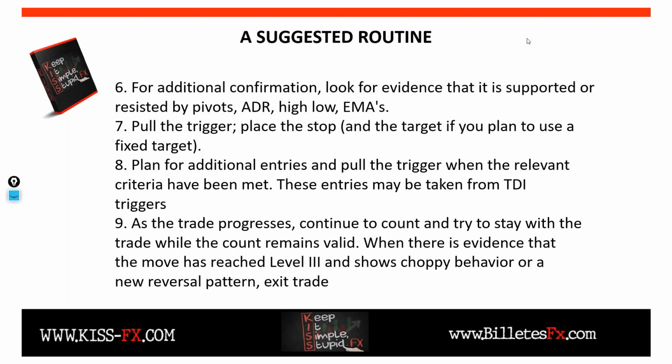As the trade progresses, continue to count and try to stay with that trade while the count remains valid. Obviously, if you're in the trade and you see three levels of rise, and they start forming an M, then that's evidence that the move has reached level 3 and it starts to go choppy, meaning it's consolidating, not moving anywhere. Probably a reversal pattern is coming. Exit the trade. TDI is going to help you manage your trade.